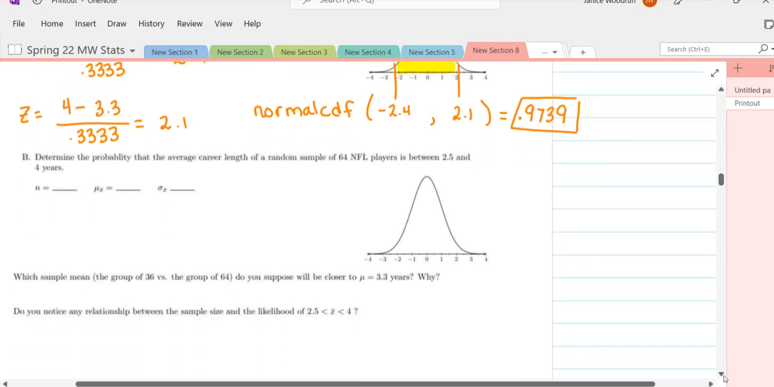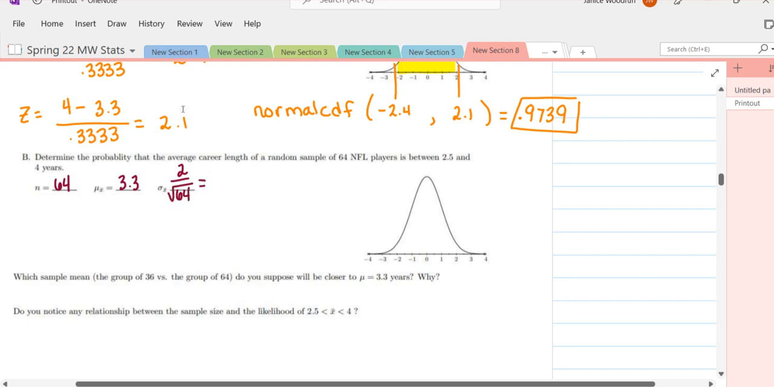I don't know. Let's find out, right? Okay. All right, so if we increase the sample size to 64, you're going to have everything the same here. So 64 for n, the mean is still 3.3. This will change the standard deviation. So the standard deviation of the population is still 2. It's just over the square root of 64.